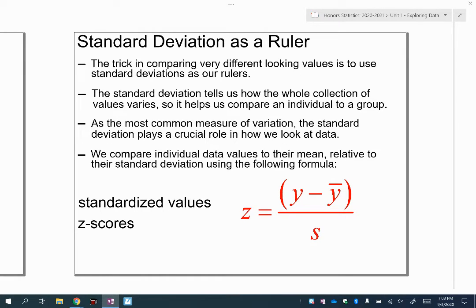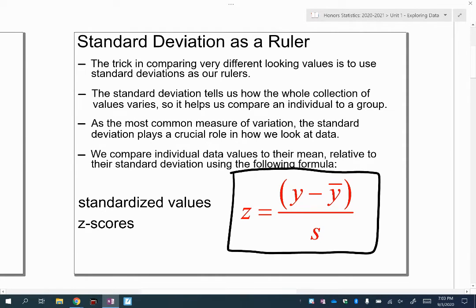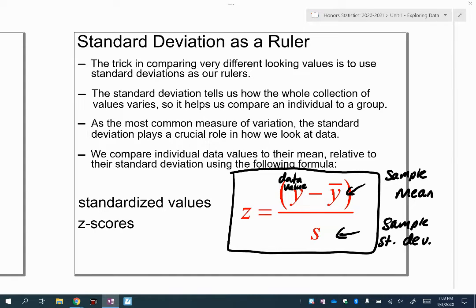Okay, so what you have here is the formula that we're going to use when we're finding z-scores. This is saying the z-score is equal to y, which is our data value, minus y bar, which is another way to describe the sample mean, or the average from your sample, and then divided by s, which is the sample standard deviation. We'll see later on in this video another way to use this formula with different symbols, but for now, this formula is coming from a sample.